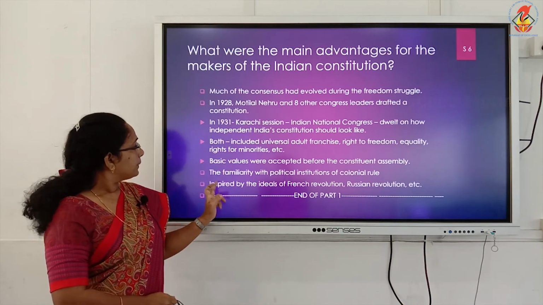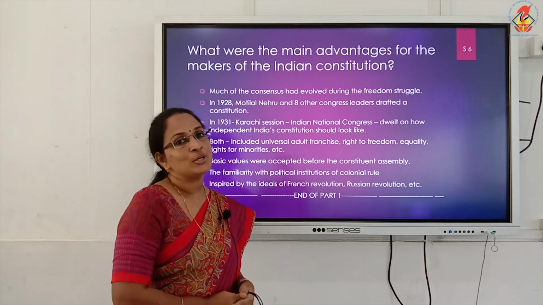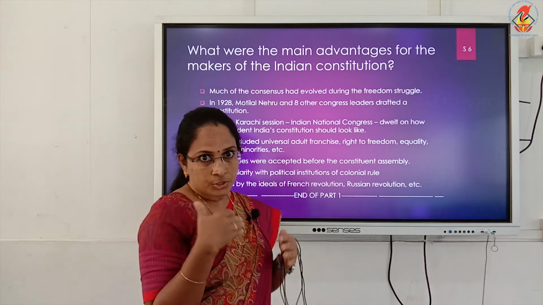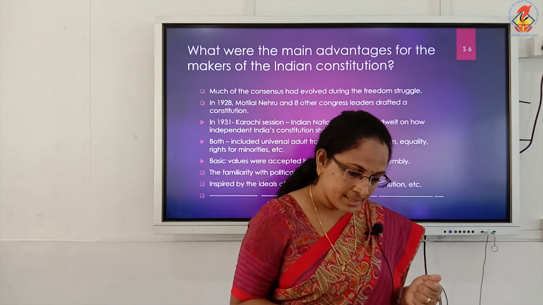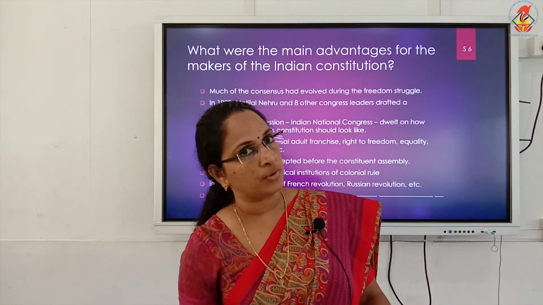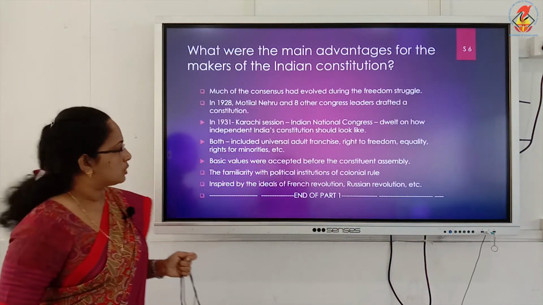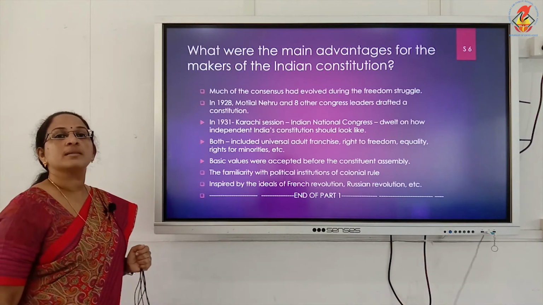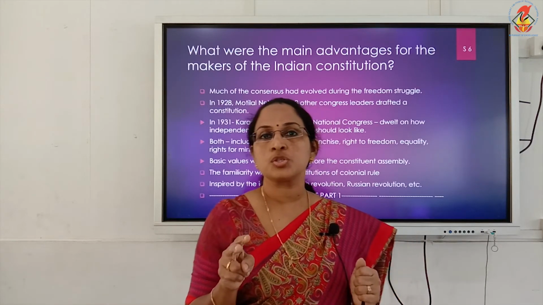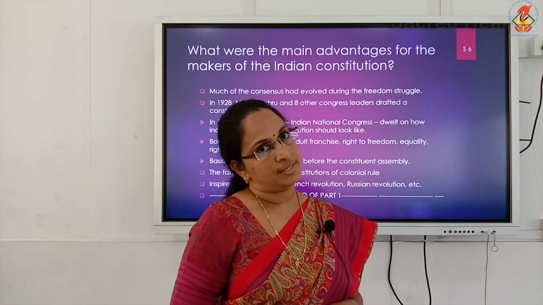And comes the familiarity with the political institutions of colonial rule. That means during the British period, their institutional setup and the procedures they followed, the Indian constitutional framers tried to include in the constitution. Then, inspired by the French Revolution and the Russian Revolution, mainly two values, children: economic equality and social equality.